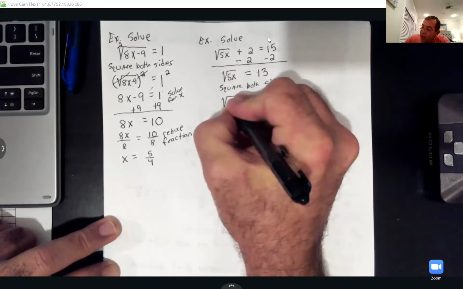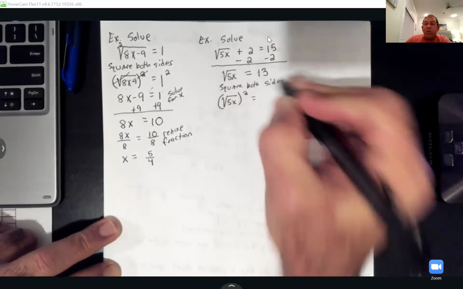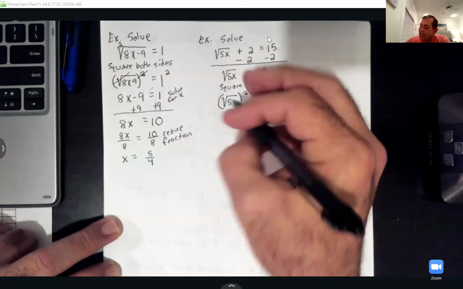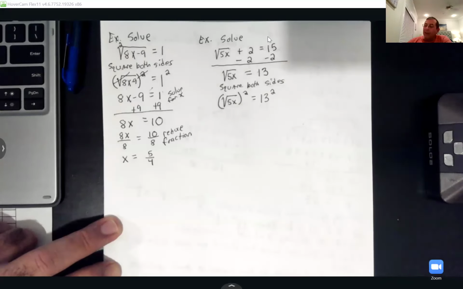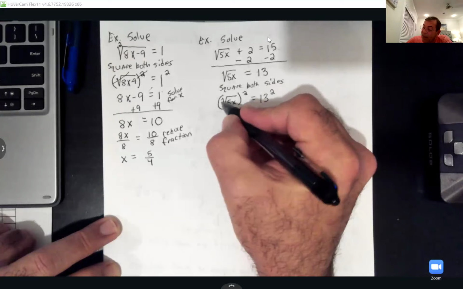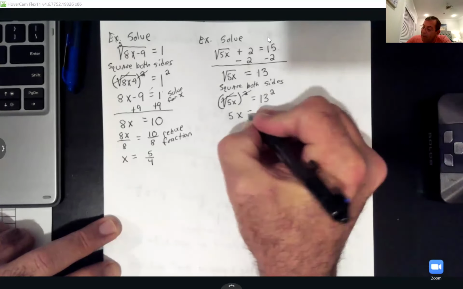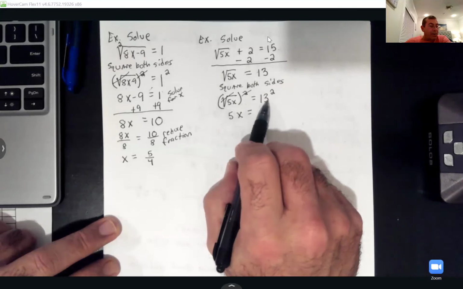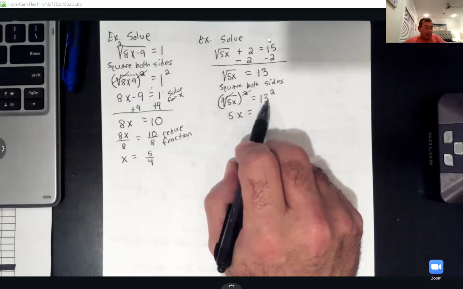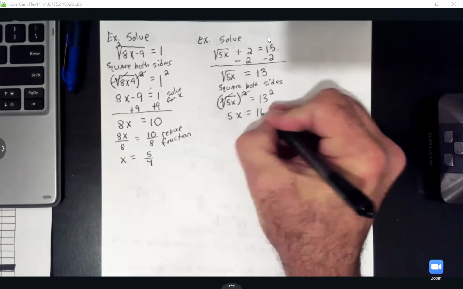So that'll give me the square root of 5x squared is going to equal 13 squared. So y'all, the left side ain't bad because this radical cancels with that exponent, leaving the 5x. Well, okay, so 13 squared would be 13 times 13. 169. 169. There you go.